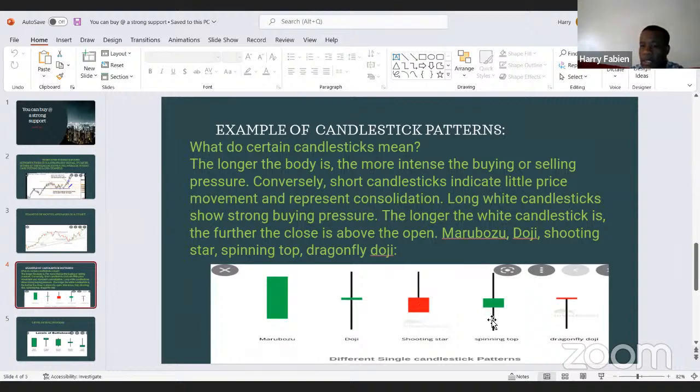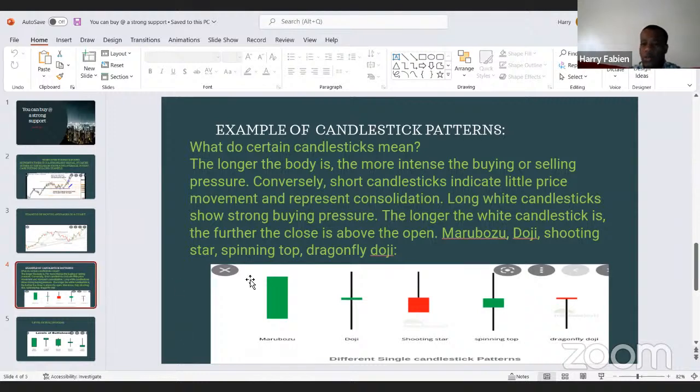And the next one, you see, has a small body here. It's called a spinning top. And the next one, that's a great one. Whenever you see that one, that's a good buy signal. We call that a dragonfly doji.